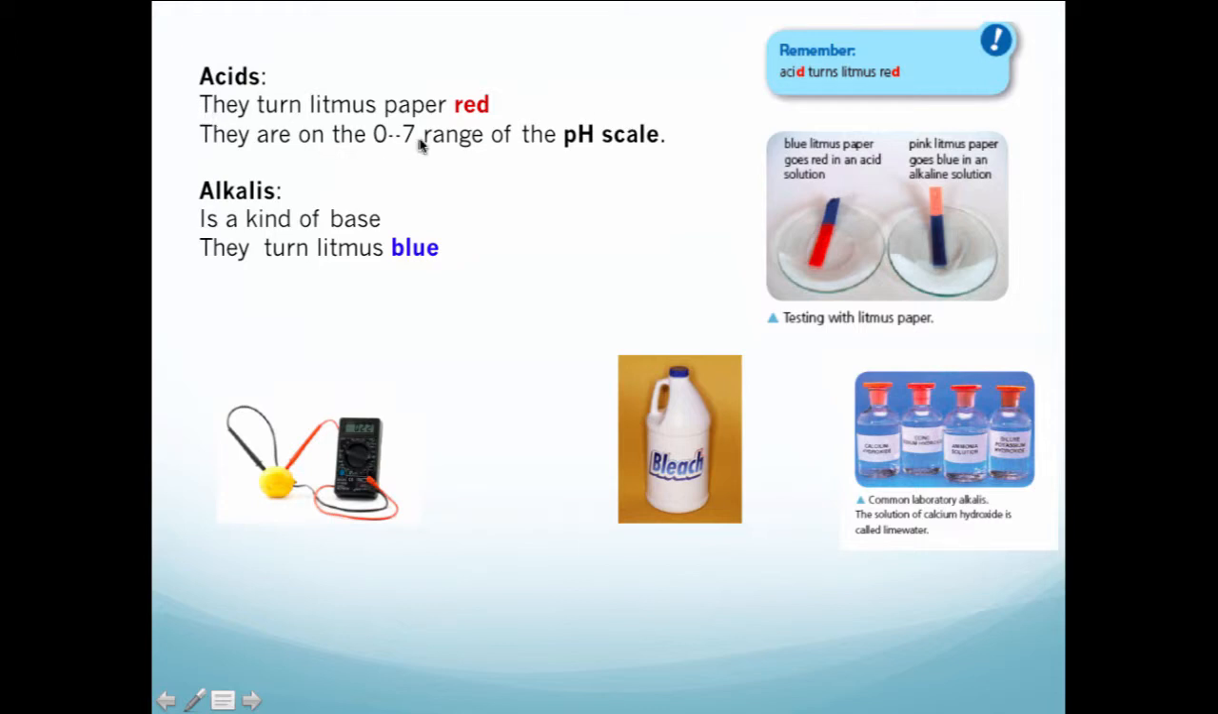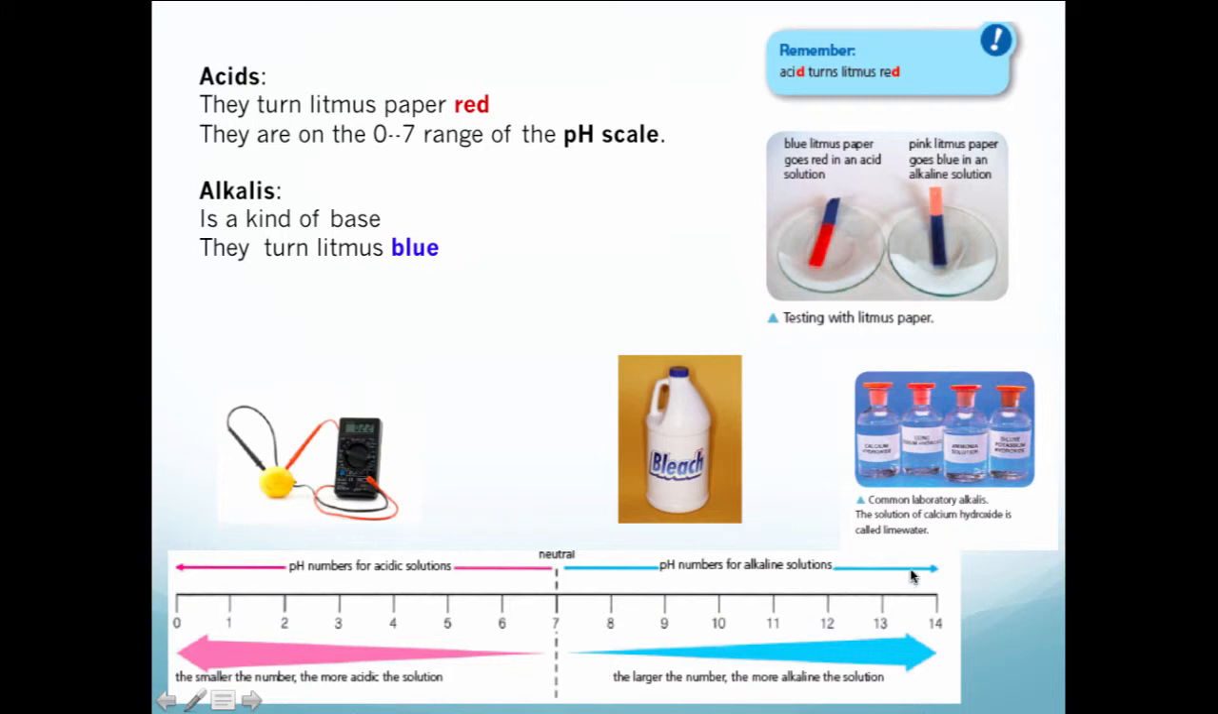Acids are in the 0 to 7 range of the pH scale. So here is my pH scale. There are two ways I can use it. I can find out whether something is an acid or a base, and I can also compare two solutions. If they're both acids, I can compare how strong an acid they are, and for bases, I can compare how strong a base they are. Bases are in the 7 to 14 range of the pH scale. Take a look at this pH scale. You can find out that the further away you are from 7, the stronger you are.